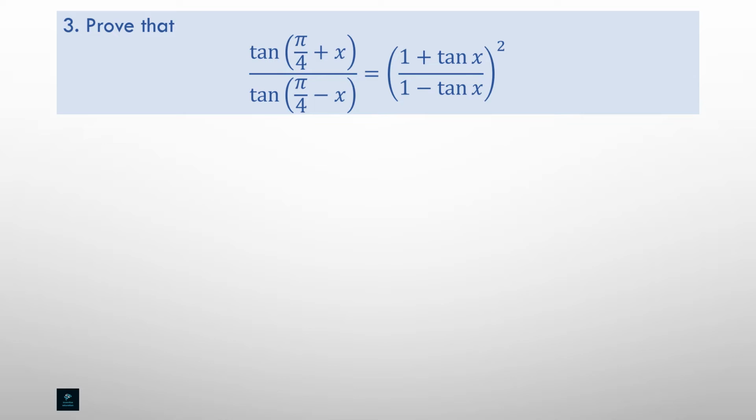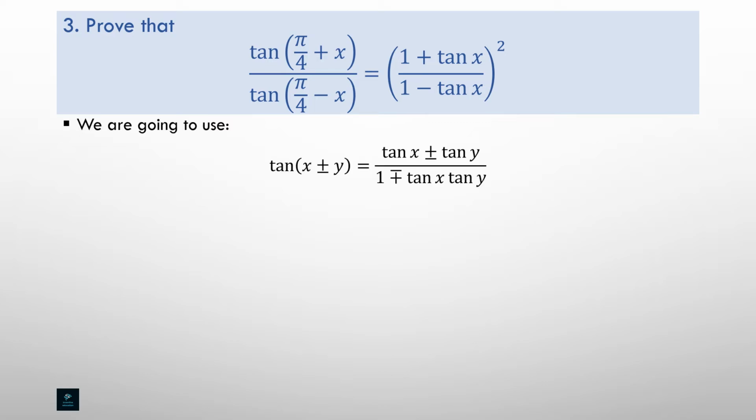In this example, we are going to prove that tan of (pi by 4 plus x) divided by tan of (pi by 4 minus x) is equal to ((1 plus tan x) divided by (1 minus tan x)) whole square. Here we can easily see that this involves tangent of sum and difference of two angles. So therefore we are going to use the relation tan of (x plus minus y) equals (tan of x plus minus tan of y) divided by (1 minus plus tan of x tan of y).